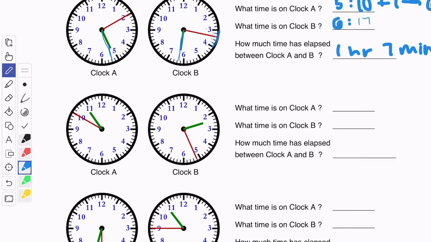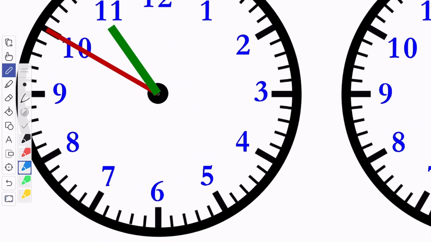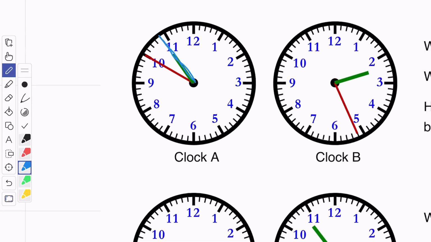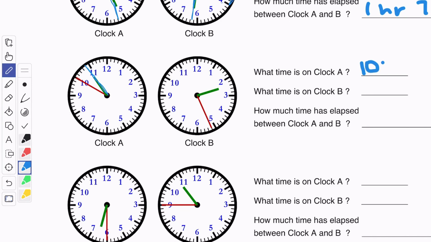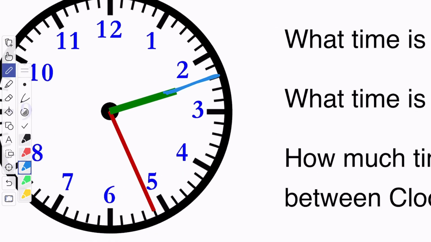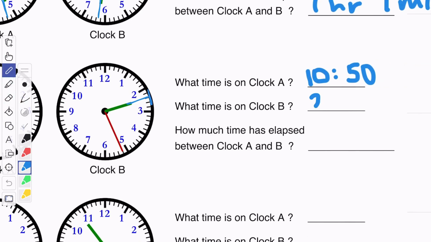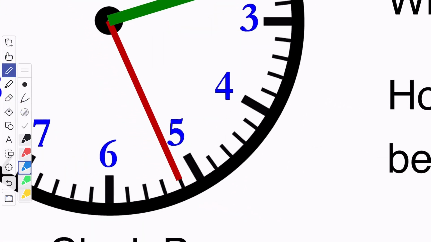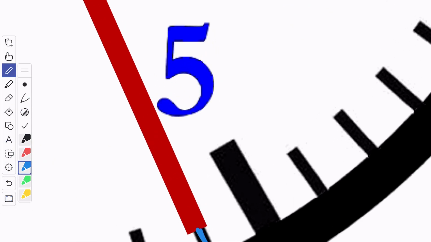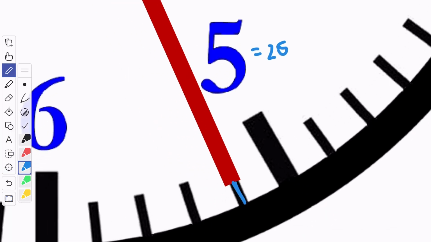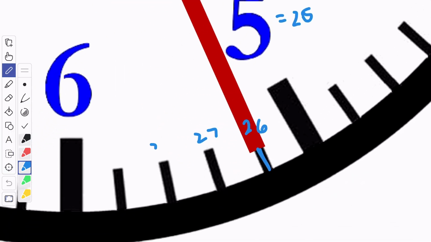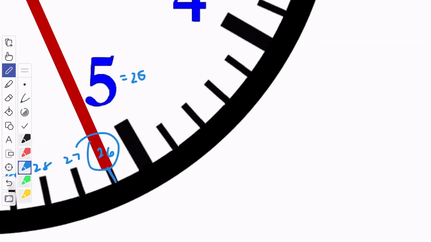Okay, so for this one, clock A, we're at, whoops, it's a little less than 11, so we're at hour 10, and then our minute is at the 10, so 10 times 5 is 50, so we're at 10:50. And now our minute is at the 2 area, and our minute hand is at this little one here. So if we know 5 times 5 is 25, this one must be the 25 minute. This one's 26, this one's 27, this one's 28, this one's 29, and then our 6 over here is 30, half an hour. So we're at 26 right now.